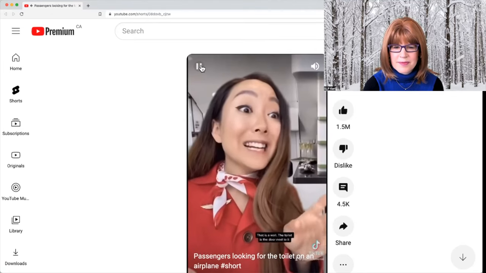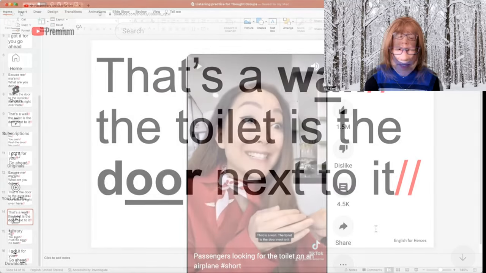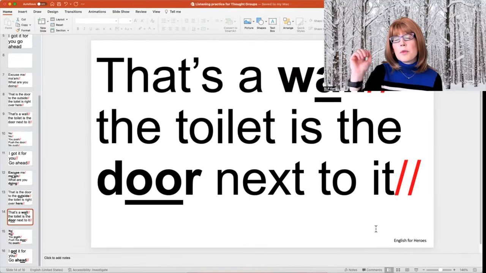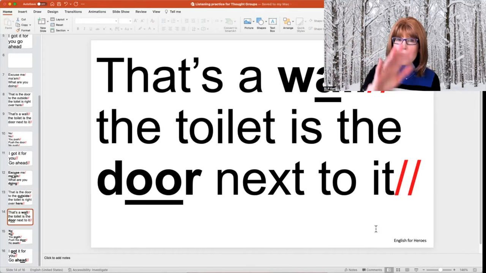That's a wall. The toilet is a door next to it. So the focus words, wall, door.